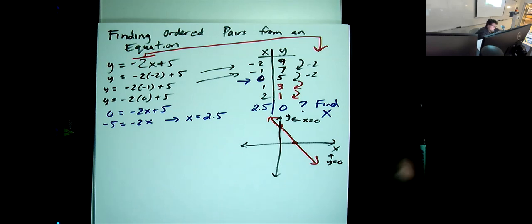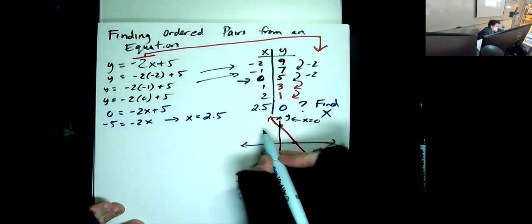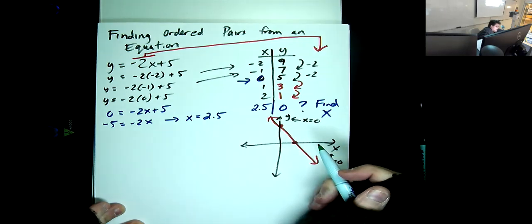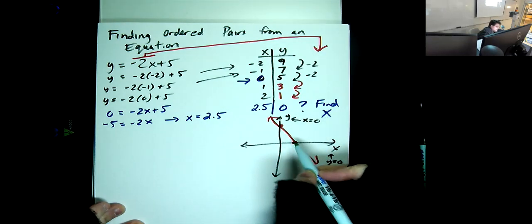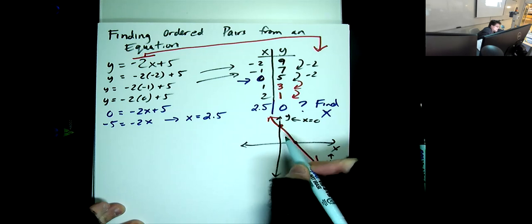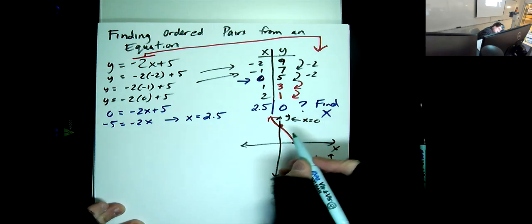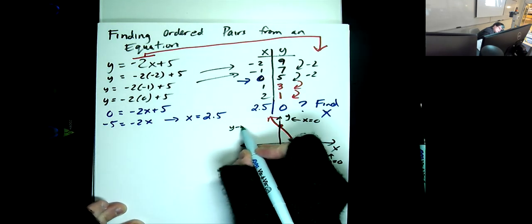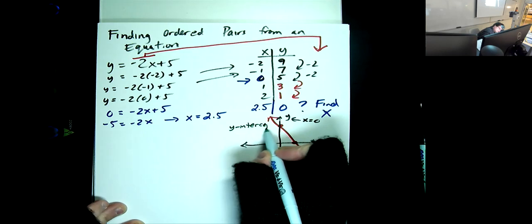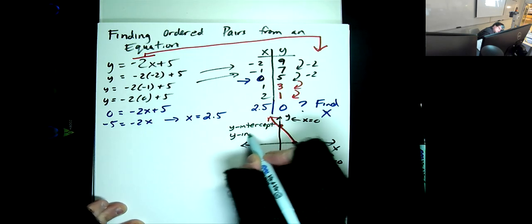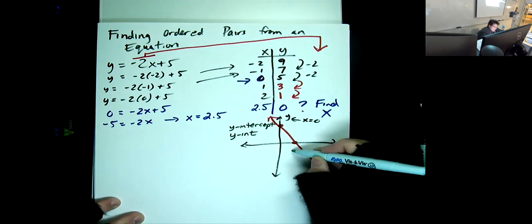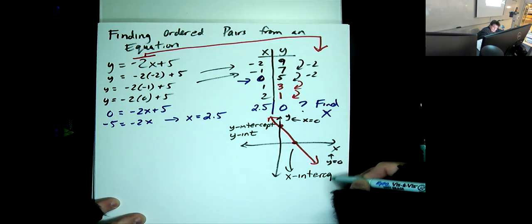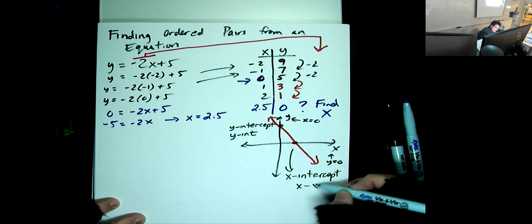Where it crosses the y-axis, if you like football, it's kind of like the receiver running, trying to catch the ball, and they cross the defender. This is an intercept. This is intercepting the y-axis, so it's called the y-intercept, and I usually just abbreviate it y-int. And that value is called the x-intercept, and I call that x-int.